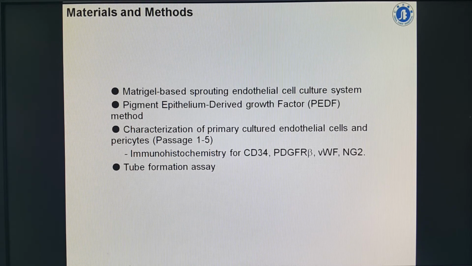For primary culture of the human corpus endothelial cells, human corpus tissues were implanted into the matrigel with vascular endothelial cell growth factors in culture dishes. For primary human corpus pericyte culture, corpus tissues were settled by gravity into the cell culture dishes. We performed immunocytochemistry to determine the phenotype and the morphologic changes from passage 1 to passage 5.